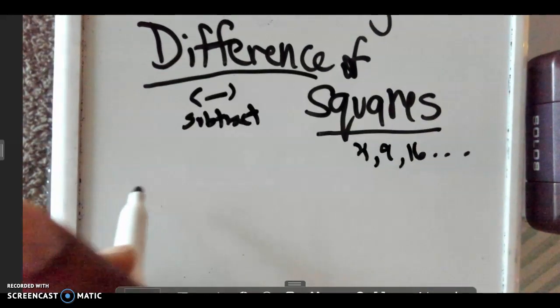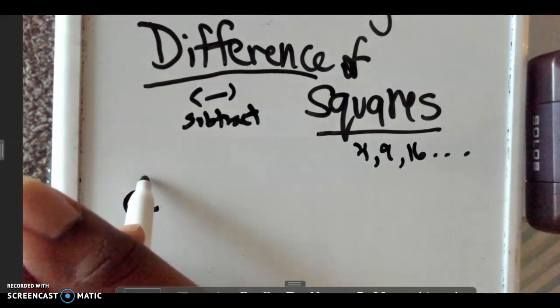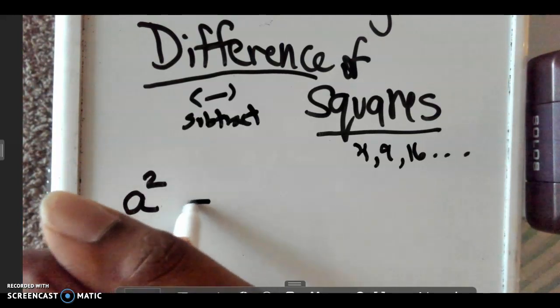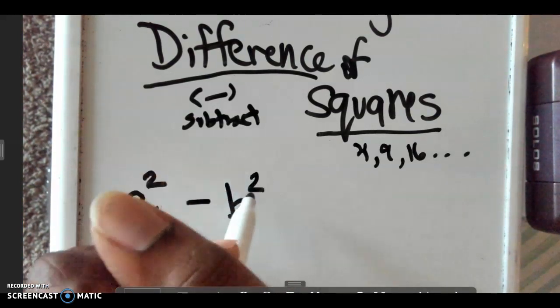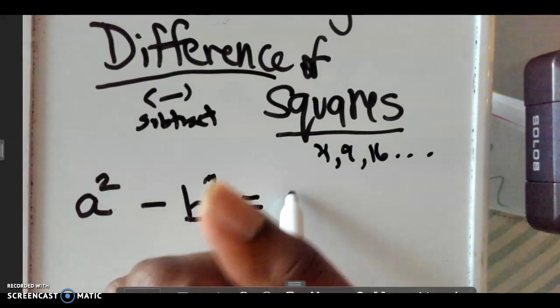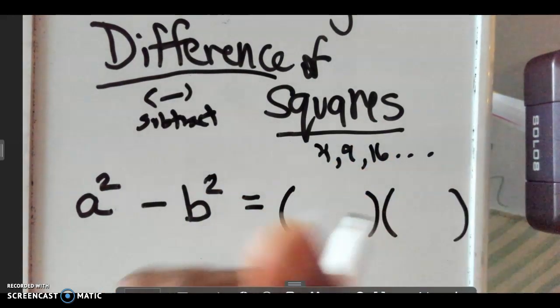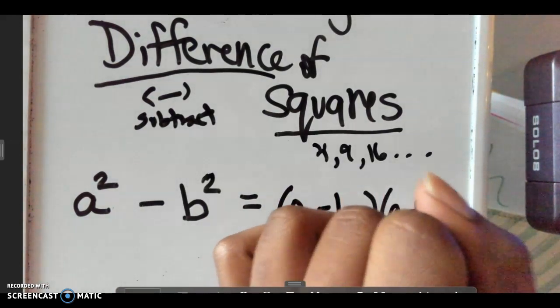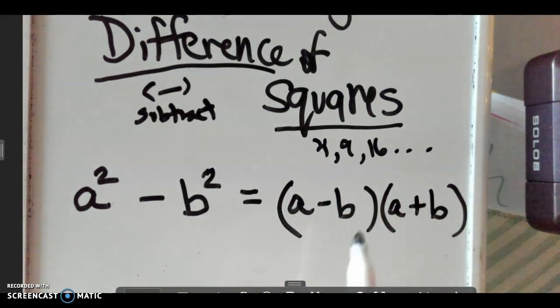So the formula for difference of squares is we have some a squared, where a represents a real number, minus some b squared, where b also represents a real number. And the special formula says that this is going to be equal to a minus b times a plus b. Sometimes they'll put the a plus b and then the a minus b. Remember, that doesn't matter because multiplication is commutative. So this is our formula.